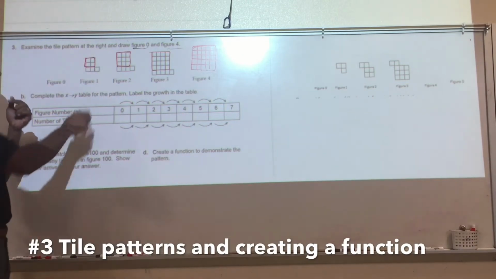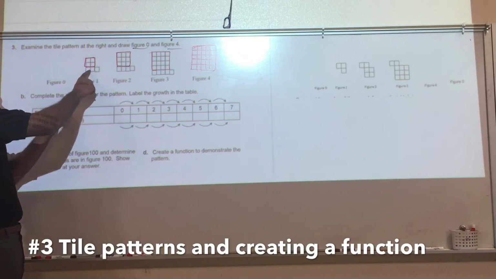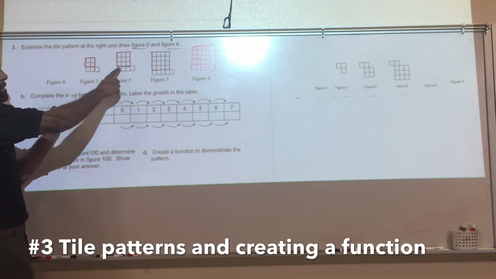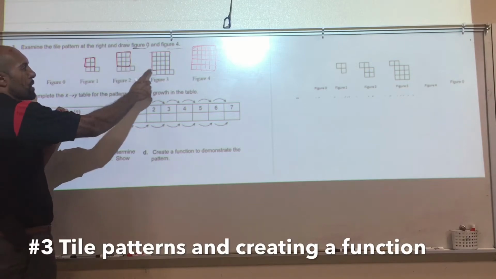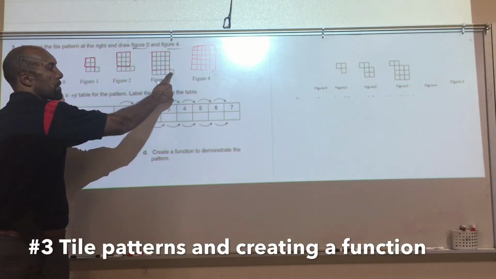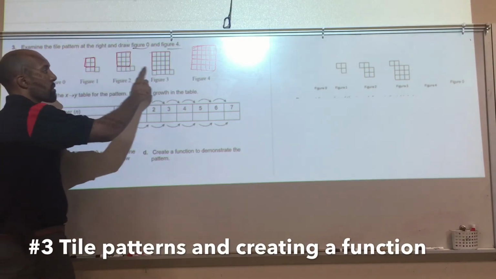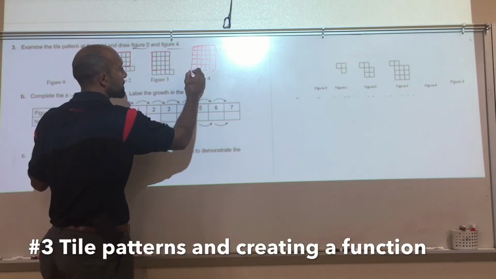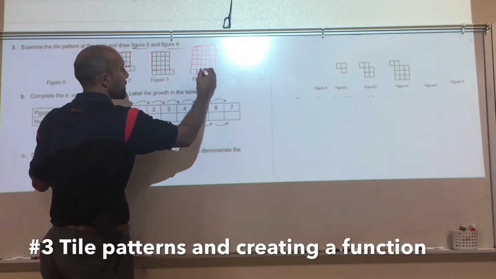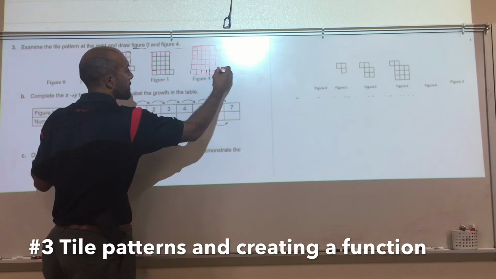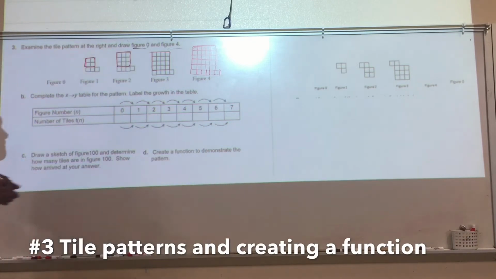Now what I'm seeing is that on the bottom it's growing by 1, 2, 3, then 1, 2, 3, 4, then 1, 2, 3, 4, 5. So if it's 3, 4, 5, then this one must be 6. 1, 2, 3, 4, 5, plus this little one there, 6.